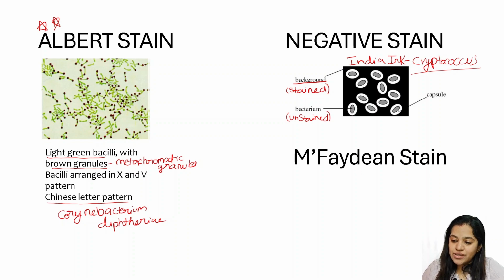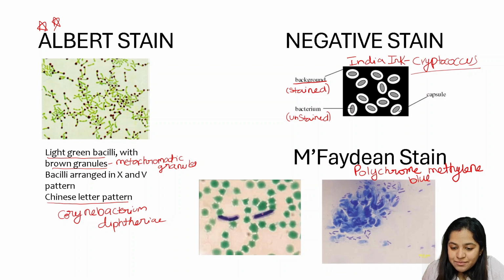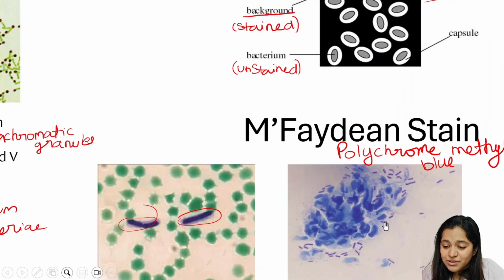Another kind of stain is your McFadden stain. Now, your McFadden stain is a polychrome methylene blue stain. Okay, what stain? Polychrome methylene blue stain. It is used to stain the purple amorphous capsule around bacilli. If you see here, what do you see? This is the bacilli, and around this, the staining is showing the purple amorphous capsule.